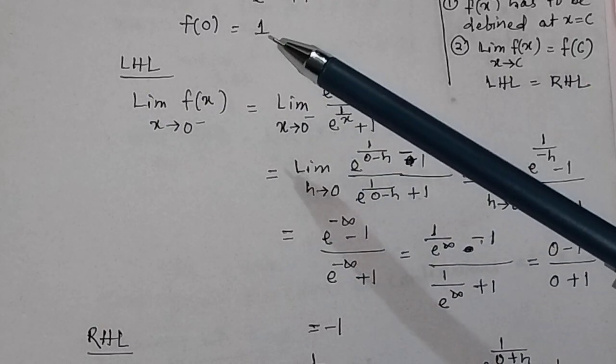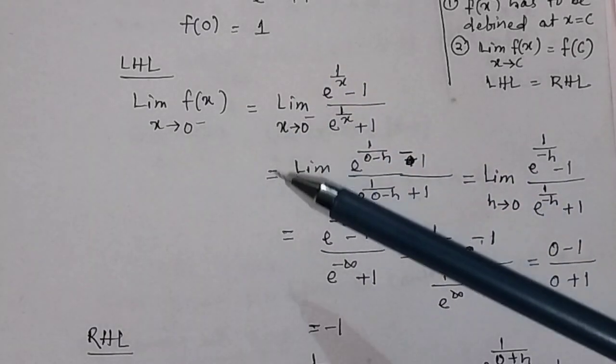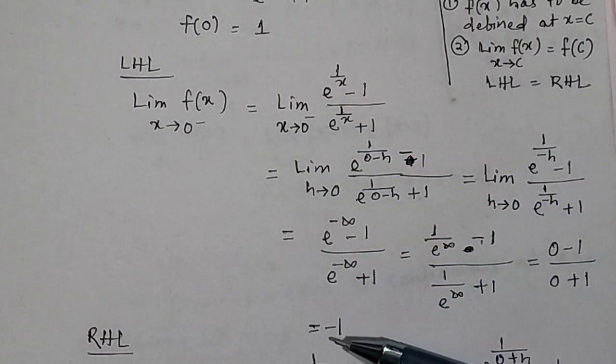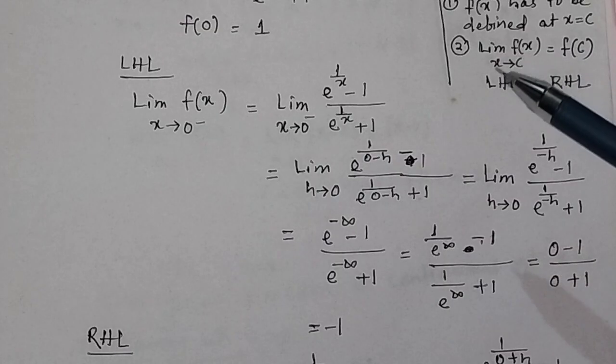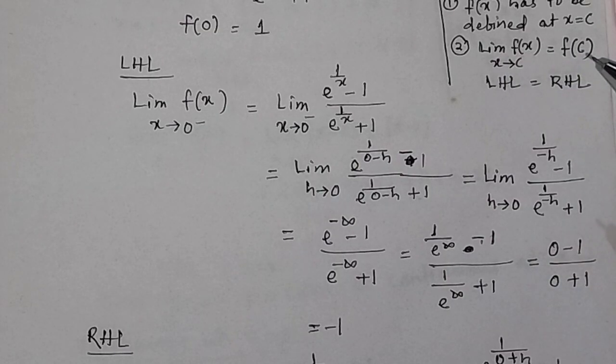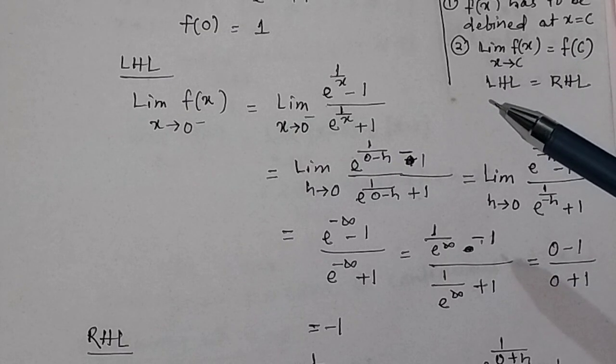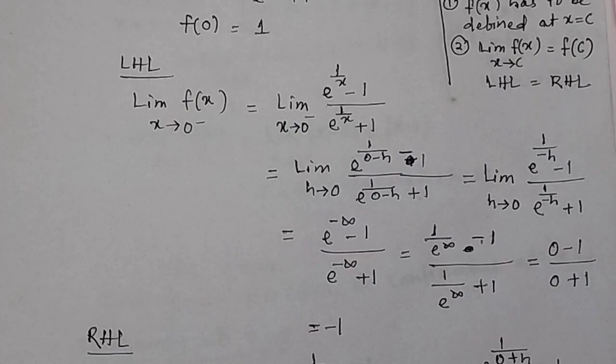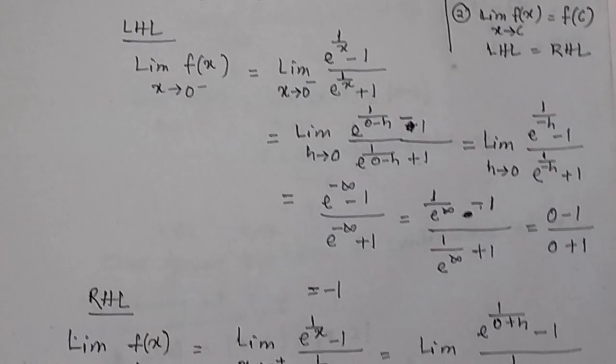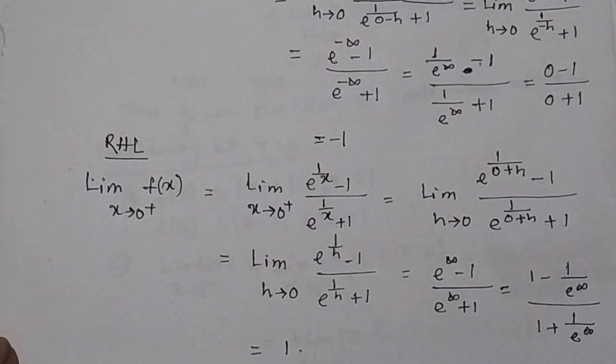But f(0) we have found out is equal to 1, but here the left hand limit is equal to minus 1. So the left hand limit is not equal to f(0). Similarly, if you check, the right hand limit is also not equal to f(0) or not equal to the left hand limit, then the function is discontinuous at x equal to 0. So now find out the right hand limit.